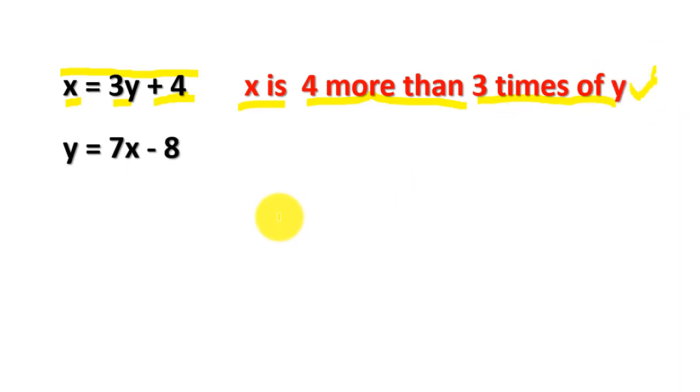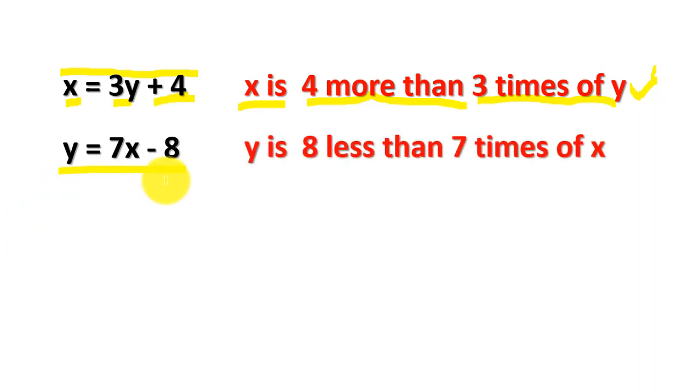And next one, y equal to 7x minus 8. Y equal to 7x minus 8. LHS is y only. Then y equal to 7x minus 8 in the sense y is how much it is? 8. So what is the word we are going to use? Minus symbol, then less than. 8 less than 7 times of x.